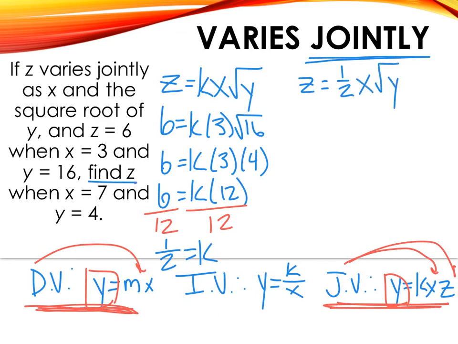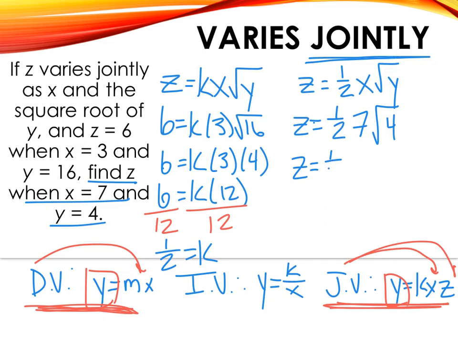So this says find z, so we're going to figure out what z is when x is 7 and y is 4. The square root of 4 is 2, and we know the half and the 2 cancel out, so z is equal to 7.